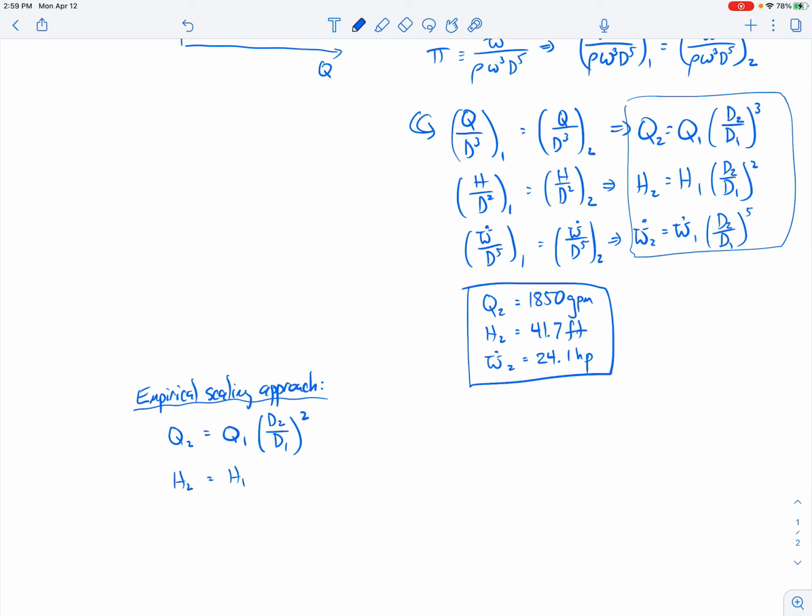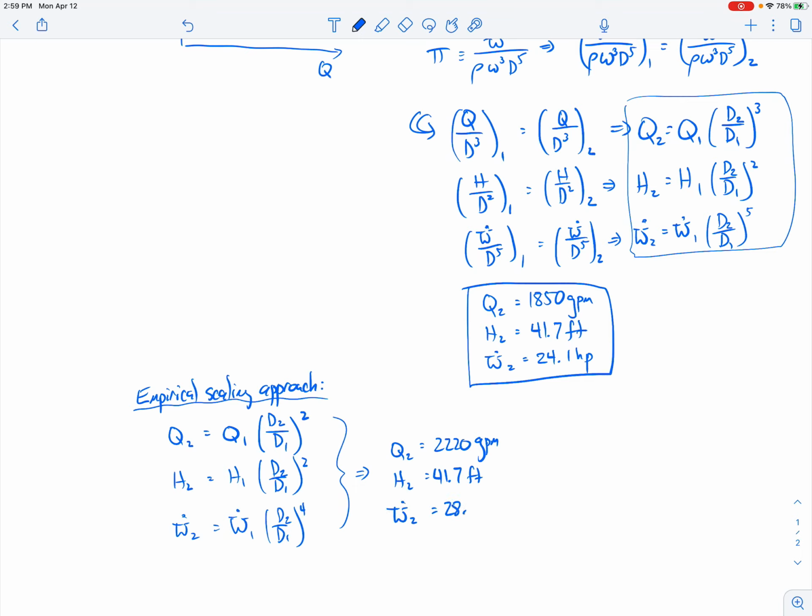The head rise looks exactly the same. That one doesn't need to be changed. And then the power, instead of raising the diameter ratio to the fifth, turns out raising it to the fourth seems to work better. So if we use that kind of scaling approach, then you'll get that Q2 is 2,220 gallons per minute. H2 is still 41.7 feet. And the power for 2 is 28.9 horsepower.